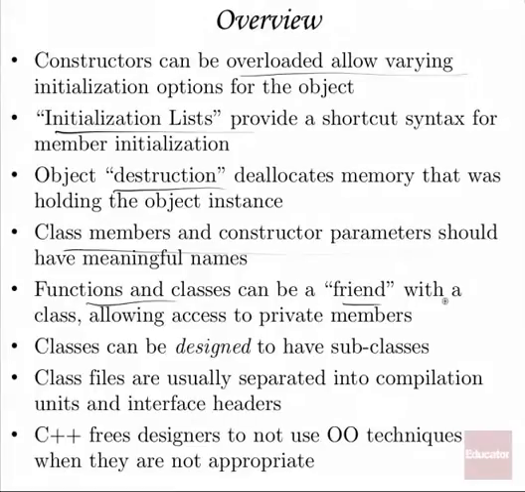Functions and classes can also be a friend. We're breaking the object-oriented rules a little bit when we have friends, but sometimes there are occasions where you need to have that in your design. So we'll have friend functions and classes that allow you to write a specific class or specific function that is outside of your class but still has access to the private members.